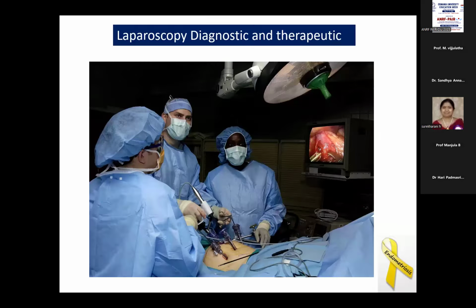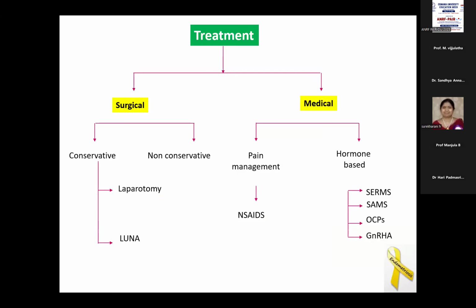So this is laparoscopy. This is an image of laparoscopy. There you can see the lesions of the endometriosis. Treatment options are surgical and medical, and surgical involves conservative and non-conservative approaches. Laparoscopy plus treatment of the endometriosis is the first option, where the lesions will be removed using laparoscopy. And then pain management, because it is a very, very painful disease, and hormones and painkillers are the major options.